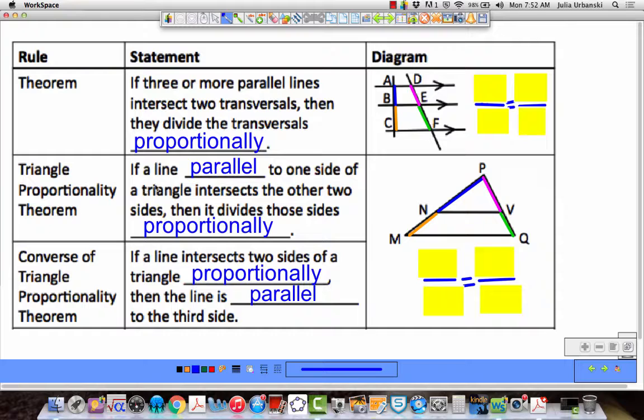Now I just want to tell you that that only happens in one certain case. But here's the thing, it has to be parallel. It doesn't work unless a line inside the triangle is parallel to one side of the triangle. Then it breaks up proportionally. Whenever you hear the word proportionally, it just means you can make a proportion. You can cross multiply and solve.